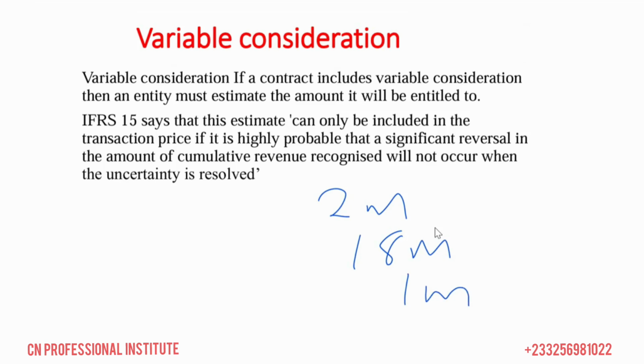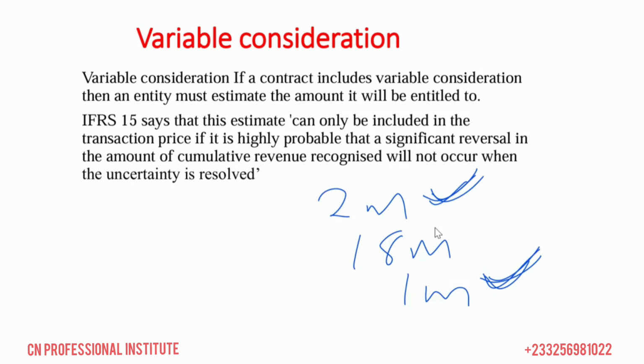Are you following? So the main consideration is 2 million. But there's another condition that if they are able to complete the building in 18 months, they'll be entitled to another 1 million. So this 2 million is the first consideration, and the 1 million is the variable consideration. This consideration will be recognized if the condition is met, if they're able to complete the building within 18 months. So variable considerations are dependent on the occurrence of certain conditions, and if the entity is able to meet those conditions, then they can recognize variable consideration. Very good.